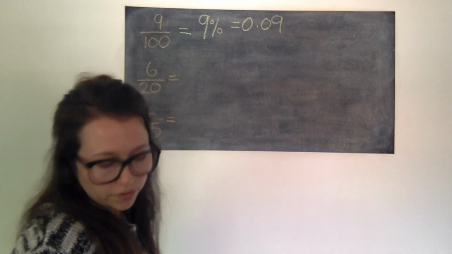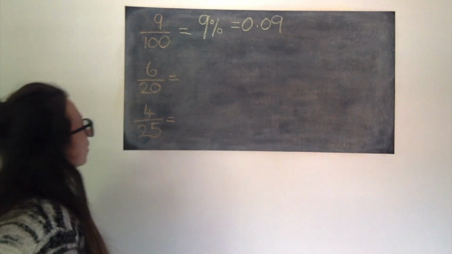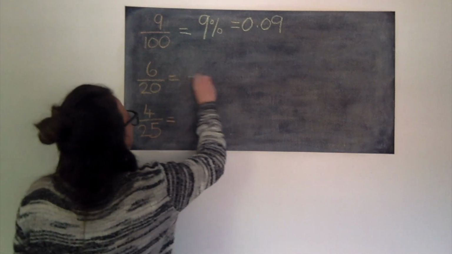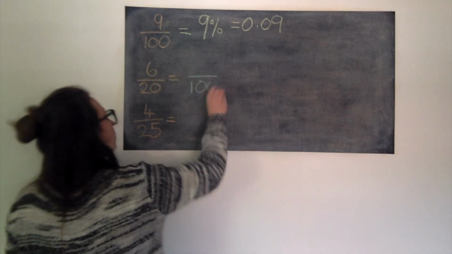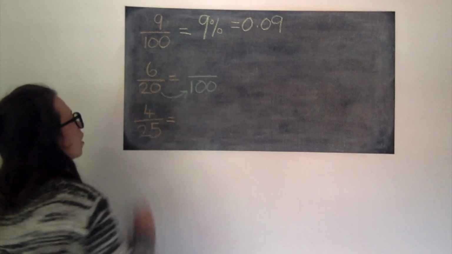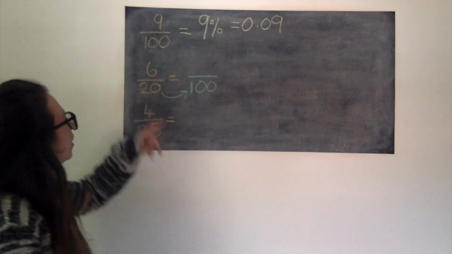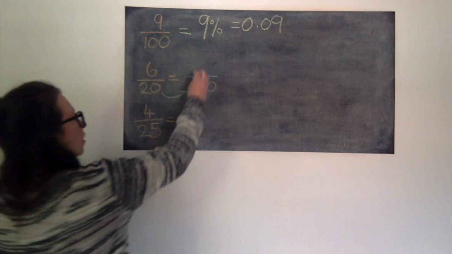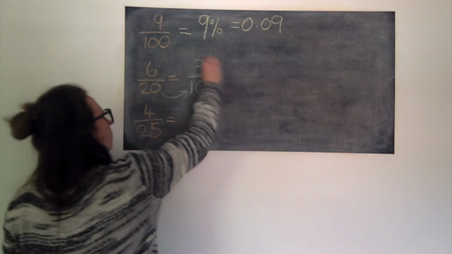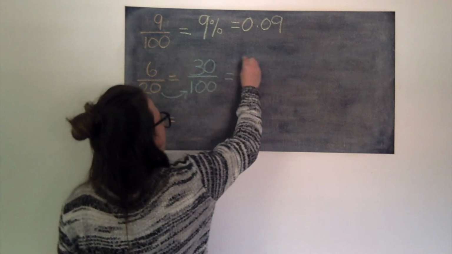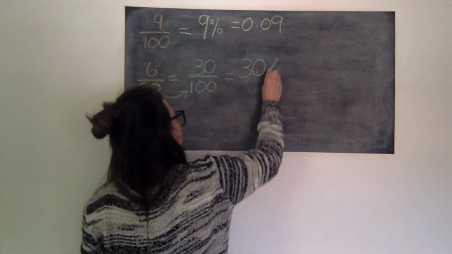Okay, now the next one, 6 20ths. So first of all, I want my denominator to be hundredths. So let's make an equivalent fraction. 20 times by what gives me 100? 20, 40, 60, 80, 100, 5. Do the same to our numerator. 6 times 5 gives us 30. So now I've got 30 hundredths. I can now write that as a percentage, which is 30%.